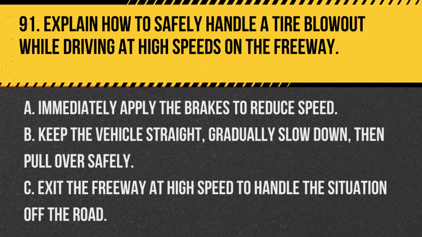Question 91. Explain how to safely handle a tire blowout while driving at high speeds on the freeway. A. Immediately apply the brakes to reduce speed. B. Keep the vehicle straight, gradually slow down, then pull over safely. C. Exit the freeway at high speed to handle the situation off the road. Answer: B. Keep the vehicle straight, gradually slow down, then pull over safely. Controlled actions are crucial to prevent loss of control during a blowout.